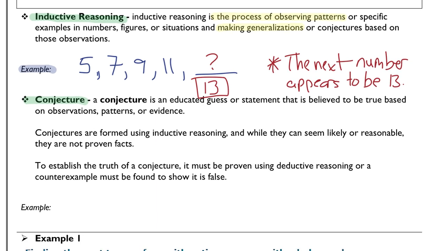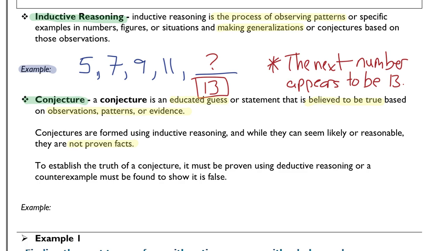What is a conjecture? A conjecture is an educated guess or statement that is believed to be true based on observation, patterns, or evidence. They are usually formed using this inductive reasoning. And while they can seem likely or reasonable, they are not proven facts, meaning they could be wrong.